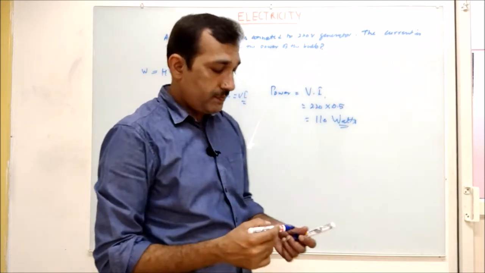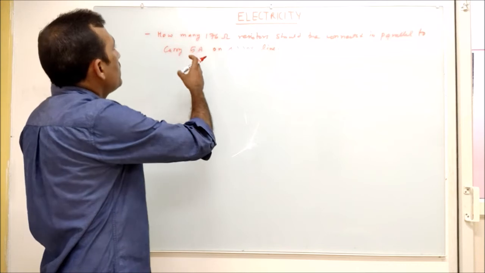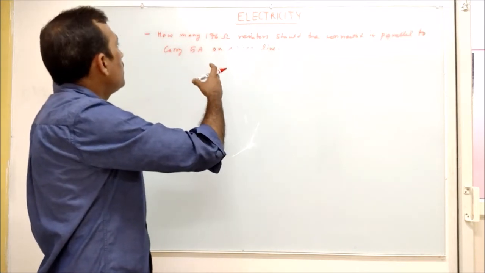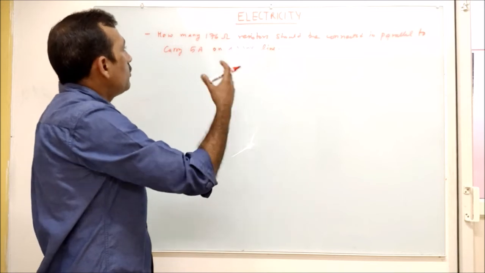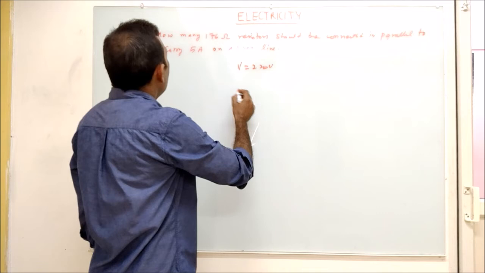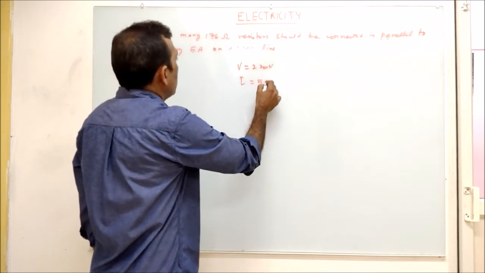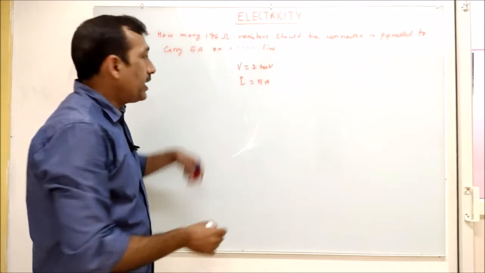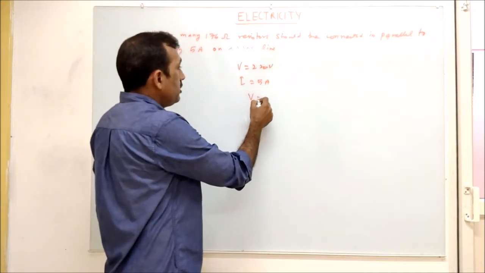This is the power. Now this is the question: how many 176 ohm resistors should be connected in parallel to carry 5 ampere on a 220 volt line? So V is given, 220 volt, I is given, 5 ampere. So from this relationship I can find what is R. So V equal to IR.